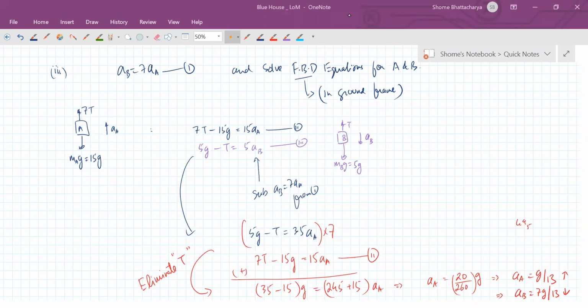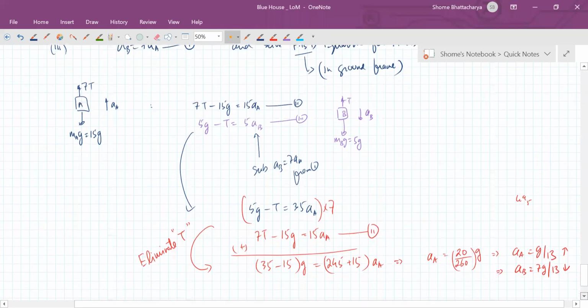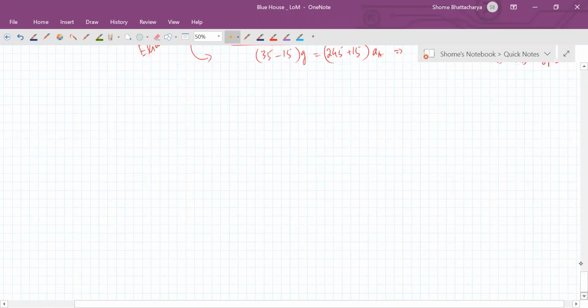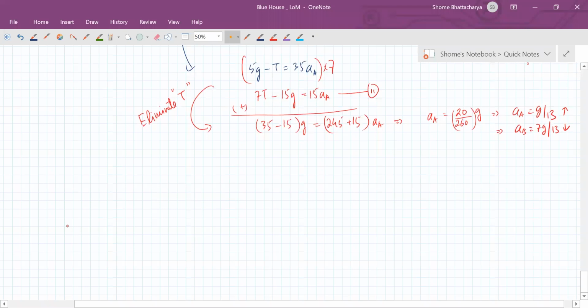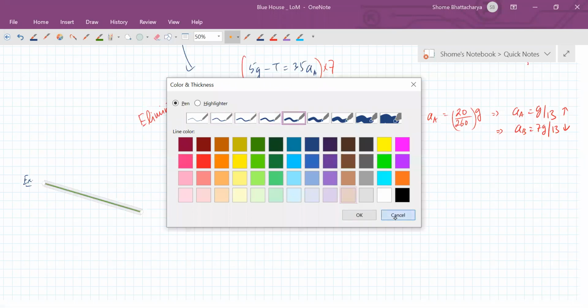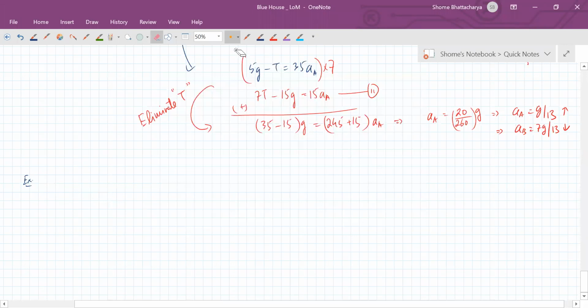Anyway, so I hope all the equations are clear now. See, this has minus T and this has plus 7T. So that's why we are multiplying this by 7 and adding the two equations so that the 7T term gets cancelled. Okay, next example for you to solve yourself. Okay, so I hope this example is clear to all of you.